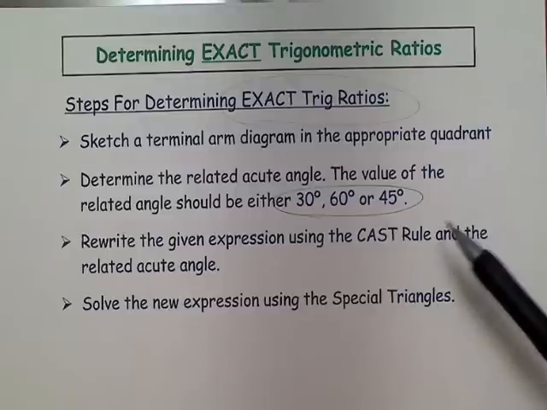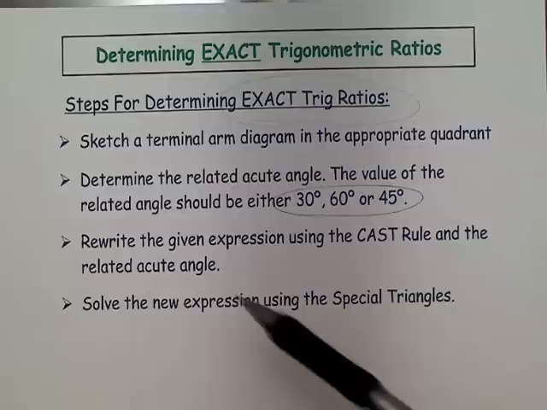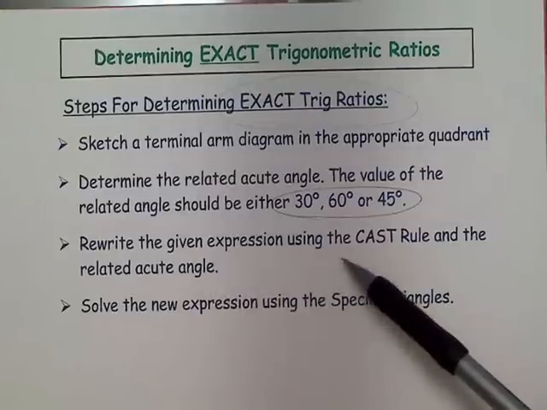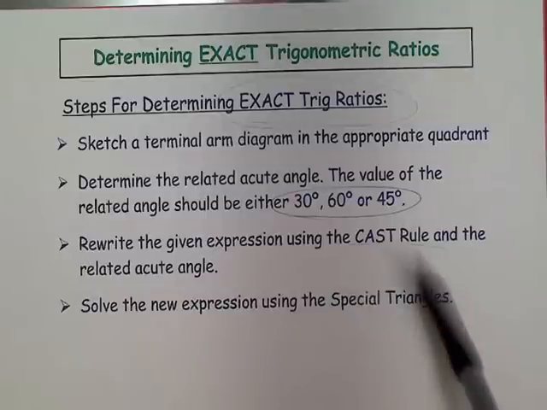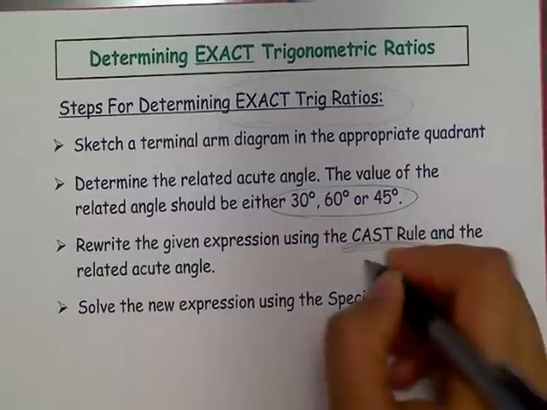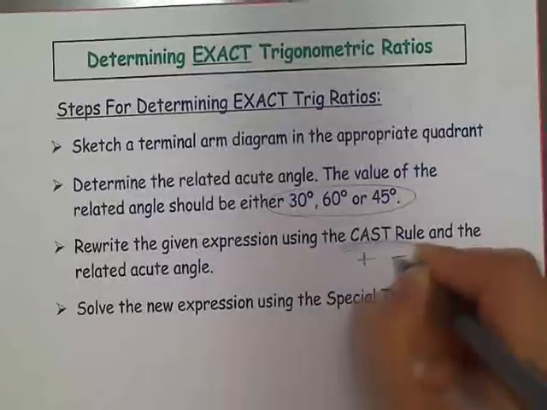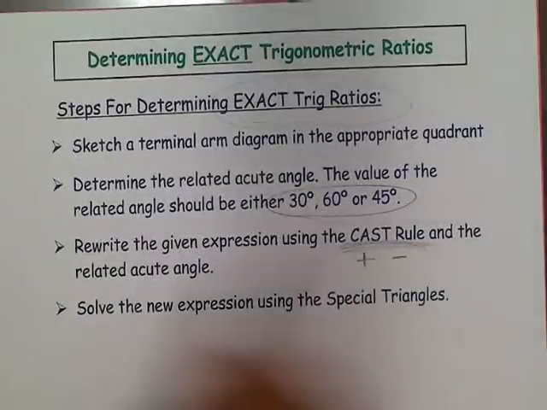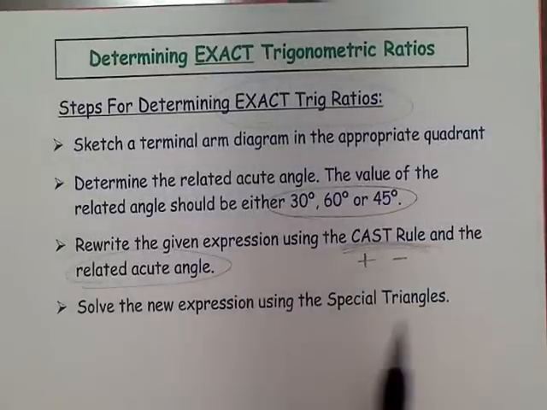Now, using those special angles and the trig ratio that we are given originally, we're going to rewrite the given expression using the CAST rule. So we'll be able to determine whether it'll be a positive or negative ratio. The CAST rule will help us remember if it's going to be positive or negative, and then we'll use a related acute angle as well. You'll see that in a few minutes when we actually do an example. And then from there, it's just a matter of solving the new expression using the special triangles.